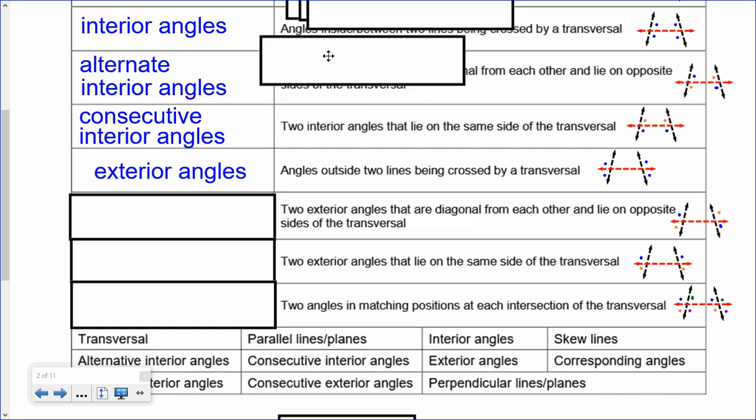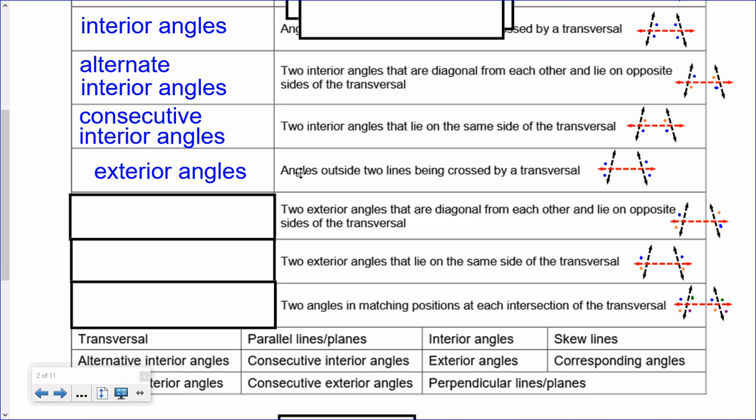Now we're going to talk about exterior angles. Exterior angles are outside the two lines that are being crossed by a transversal. So again, we have our two lines here and our transversal. We don't want interior anymore. The exterior angles are now on the outside. So exterior angles are going to be outside of the two black lines, the lines that are being crossed by the transversal. Pretty straightforward, right?